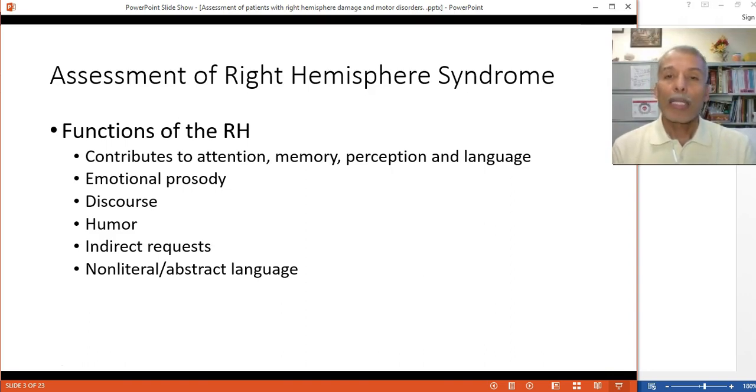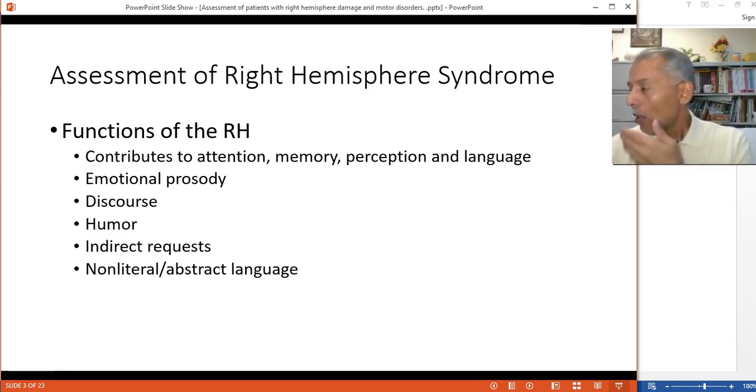Non-literal or abstract language: we know that the left hemisphere is going to interpret things literally. If you say the same statement I said, can you count from 1 to 10? You say, oh, yes, I can. And let's move on. That's left hemisphere. And right hemisphere would say, well, this is not what the person is asking me. They are asking me to actually do it, to count from 1 to 10. So anything that is abstract, the right hemisphere is dominant for.